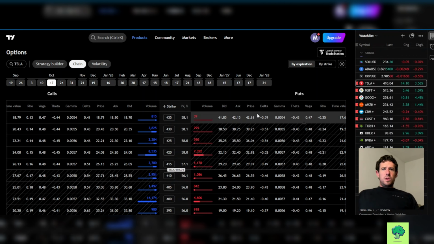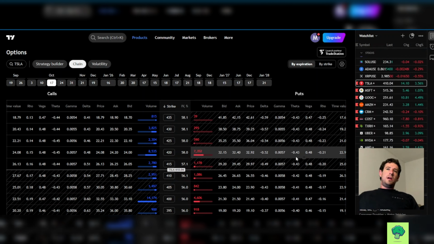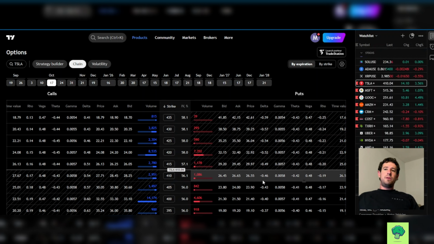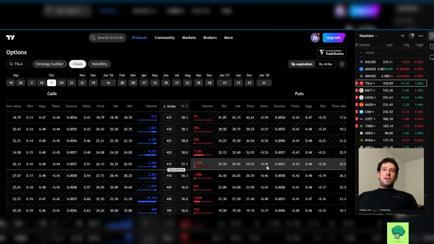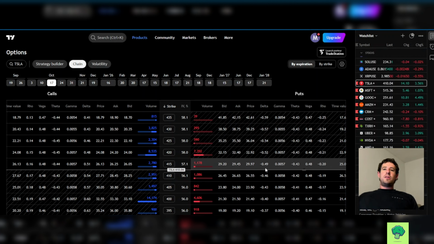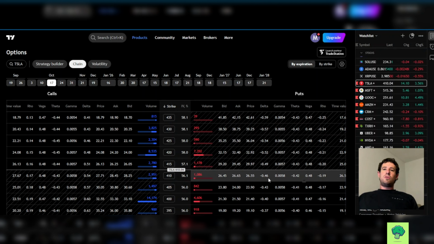And looking at the puts, it's very similar. On the other side, it's negative for puts because you want the value of the stock to go down. But this is basically what you're going to be making. So this has a 49% chance of being in the money. This has a 52% chance, 54%. And as the stock price goes down, this is the increase in value for your options contract. So you're going to be making money.